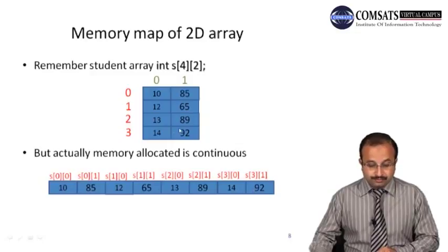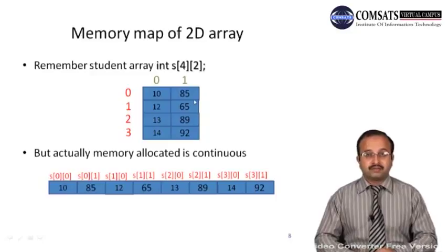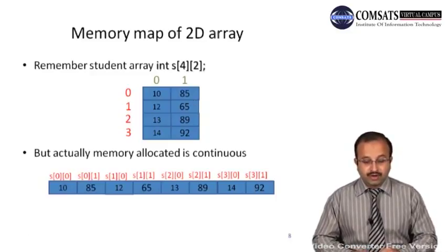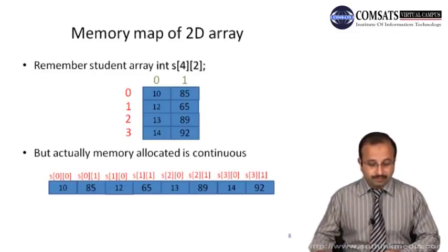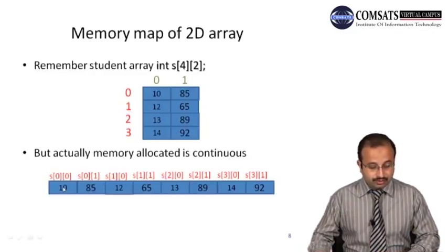So why do we write this in table form? Because for understanding purposes we write it in tabular form, but in the memory, since you are a C programmer, now you know how the memory is actually allocated for arrays. For the one-dimensional, two-dimensional, three-dimensional, four-dimensional array, the memory allocated is continuous, right? You have to remember this. So you see this is 0,0, 0,1, 1,0, 1,1, 2,0, 2,1, 3,0, 3,1.